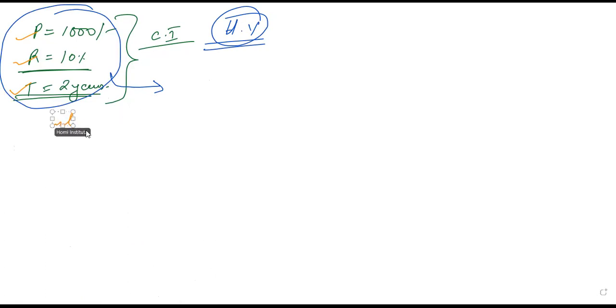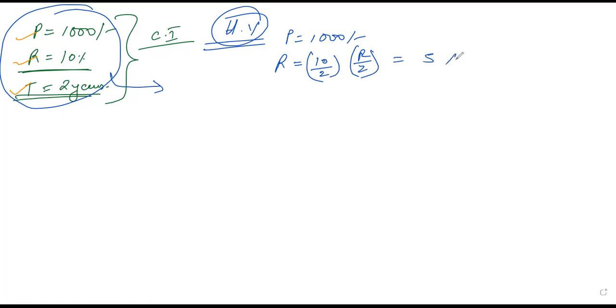In the case of half yearly, when the question is given for half yearly, the principal will remain the same. But the rate of interest which is given annually will be divided by 2, because it is half yearly. So what would be the rate? It will become 5% half yearly. So that you have to mention.